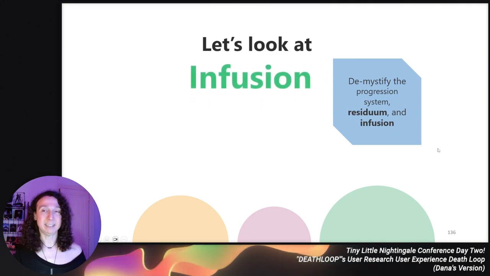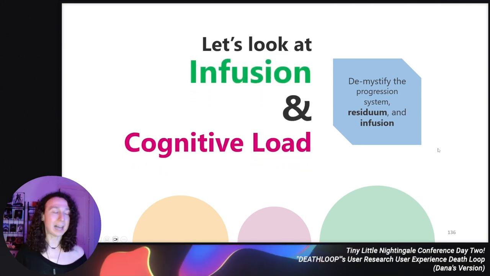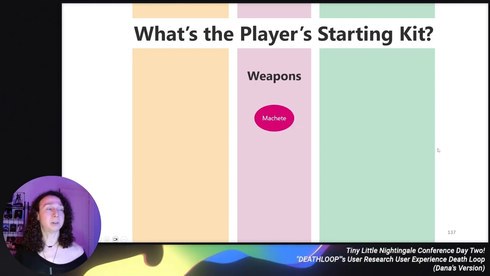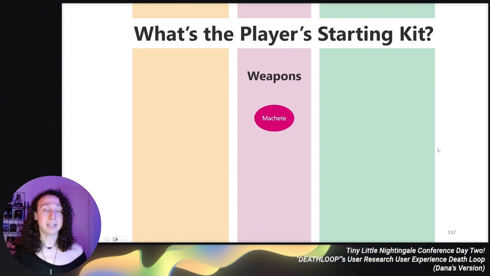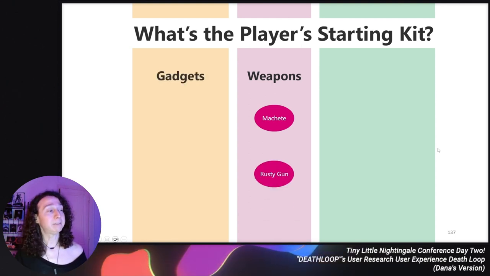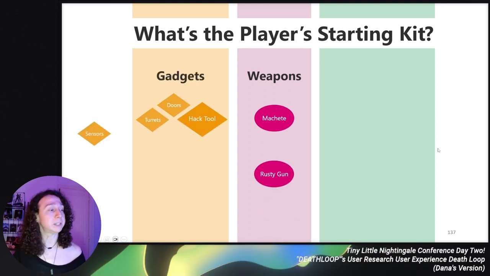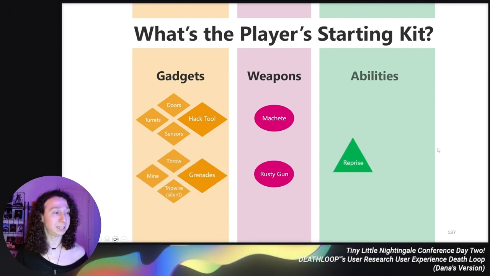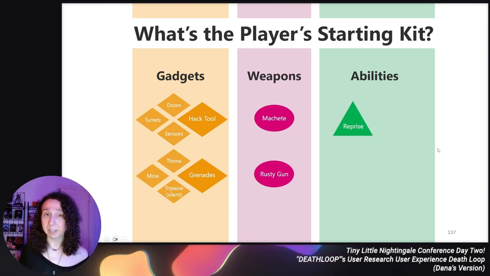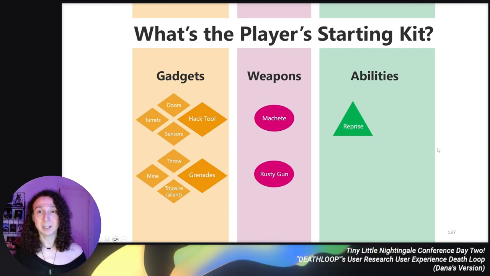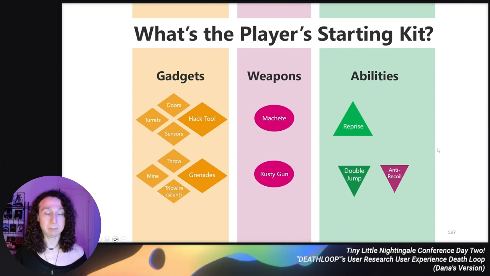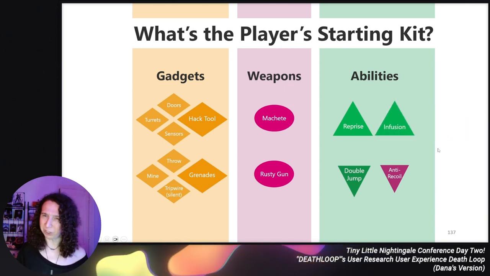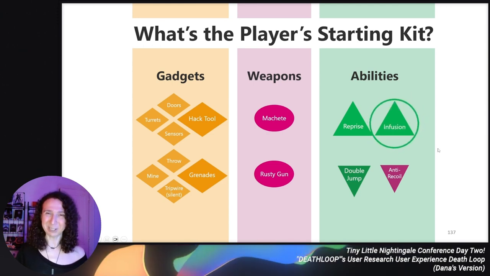So let's look at infusion and something called cognitive load. So what's in the player's starting kit? What do they have in their arsenal at the start of the game? They have a couple of weapons. They have some gadgets like a hack tool with various ways you can use it. There's grenades with various ways to detonate them. There's magical abilities like reprise, which is your respawn ability. There's a double jump, a modification for your weapon. And then on top of all of that, there's something called infusion. And what the heck is infusion?